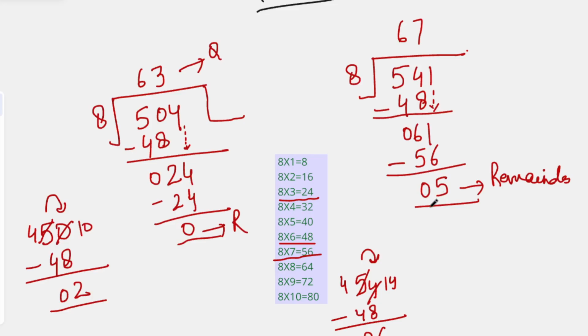Why? Because 5 is the remainder. How can we decide we have to stop here? When the remainder is smaller than divisor and there is no other number to copy and continue the division. This thing is quotient. All right, so these are few examples of division where sometimes we get remainder and sometimes we do not get. The number is completely divisible. So whenever the remainder is 0, we can say that here 504 is completely divisible by 8. Completely divisible means the remainder is 0.